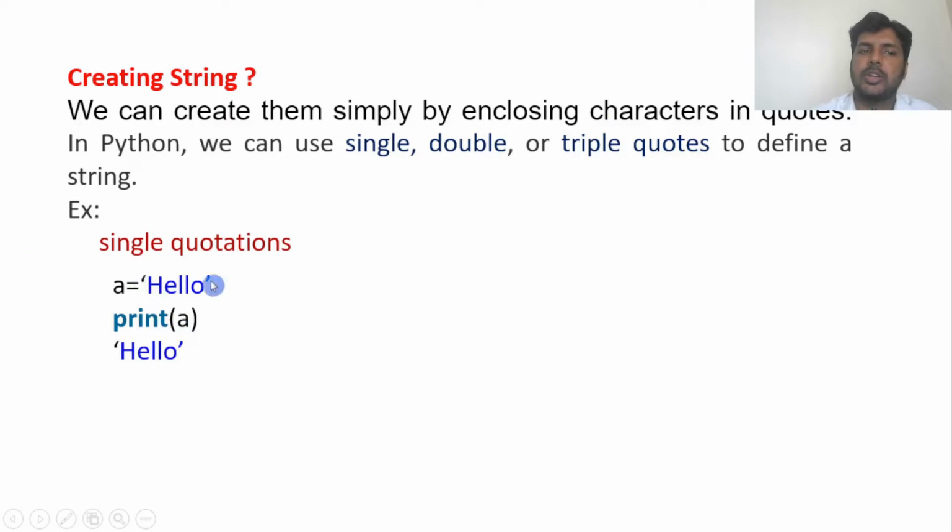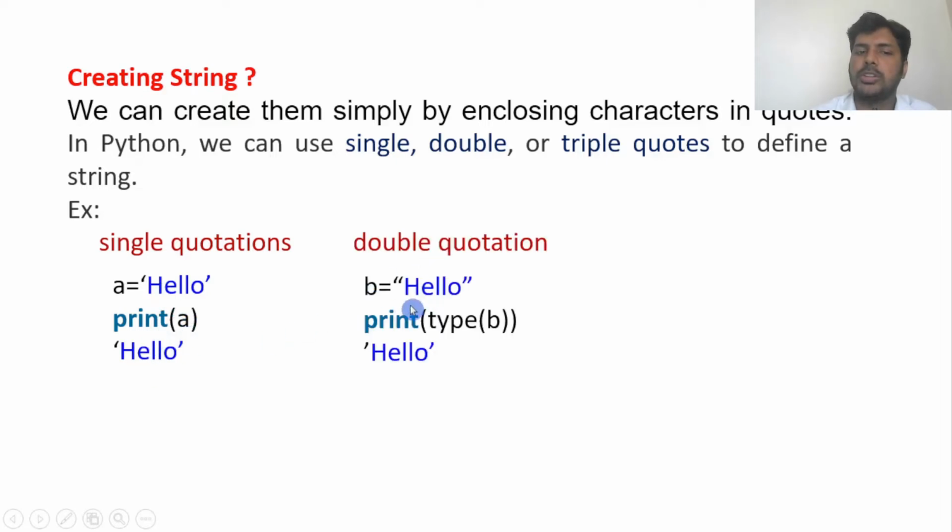First, single quotation. You can see if I say a is equal to hello in single quotation, if I print a, then it will print the output as hello. Same way double quotations, b is equal to hello in double quotation, when I print b, automatically it will print hello.